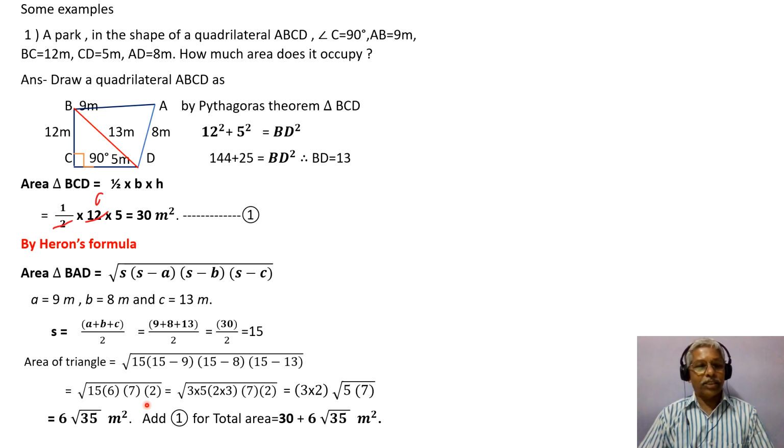that is 3 into 5. I'm splitting this. Okay, 2 into 3 and 7 2, so that I can take 3 out and 2 out. Okay, so 3 into 2, and under root sign is 5 into 7. Okay, yes, so this is 6 root 35 meters square. So add 1 and add 1 to this. Okay, 1 and this, so total is 30 plus 6 root 35 meters square. Okay, so this is the area. Okay, I told you we can apply Heron's formula even for this. Okay, or you can calculate like this also if it is easy.